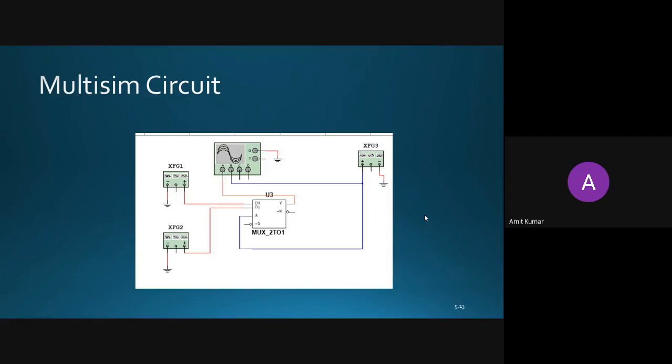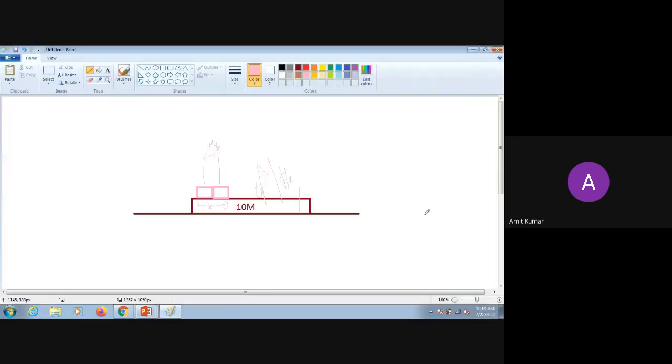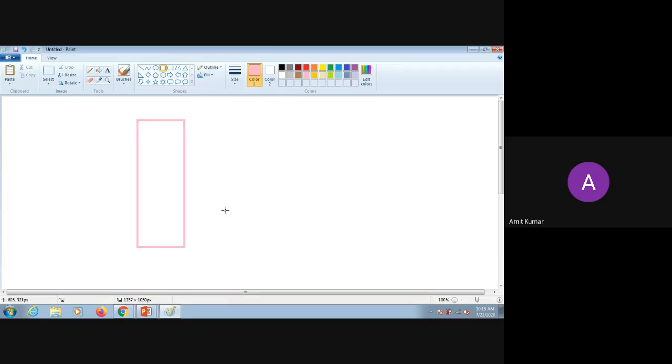The multiplexer is also named a data selector. You have seen it in the block diagram. Here we are using a 2x1 multiplexer. These are the two inputs, and we have one selection line.